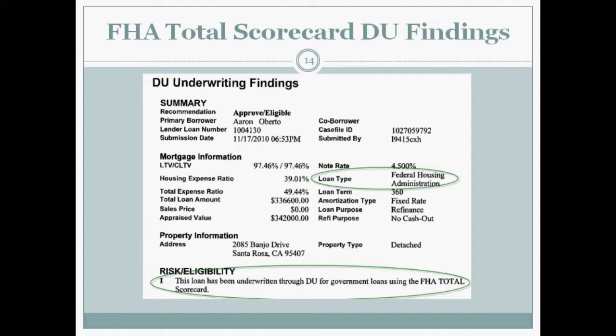Next, we've got the FHA Total Scorecard DU findings, and notice that the loan type is Federal Housing Administration, or FHA, and that the risk eligibility assessment says that this loan has been underwritten through DU for government loans using the FHA Total Scorecard.